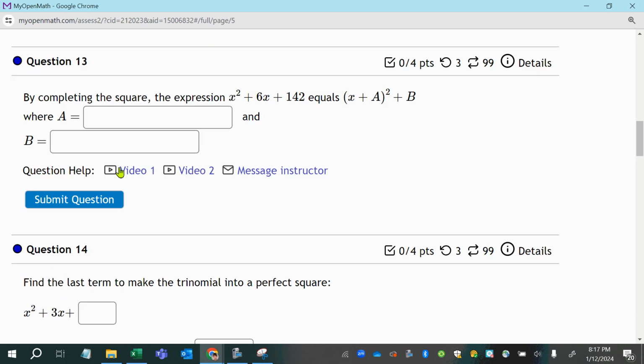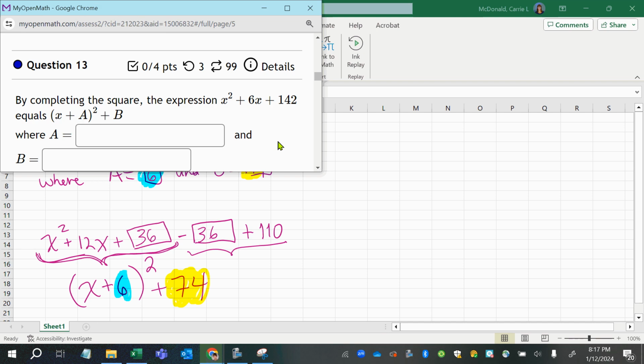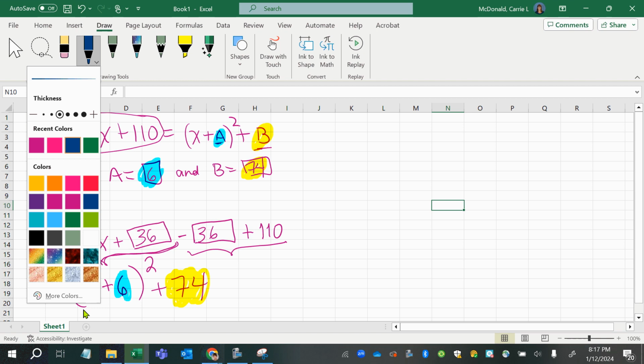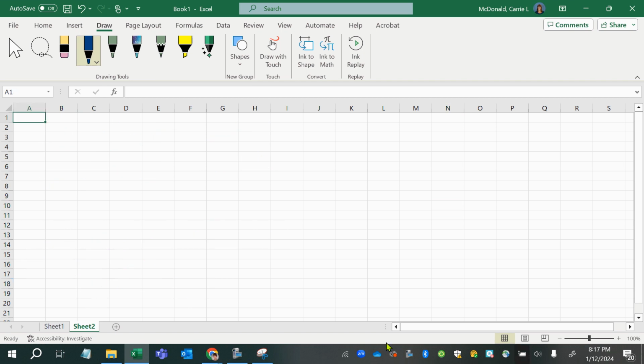Okay, number 13. Again, same idea. By completing the square, what should a and b be if you get it to this form? So I'm just going to take the trinomial, complete the square, and figure out what the a and b are supposed to be. So now I'm going to do it here, with another color ink, and maybe even a new page as well.